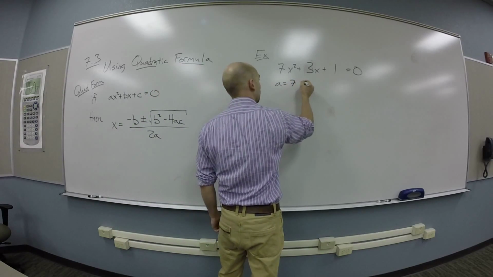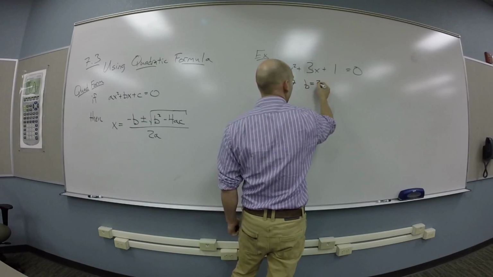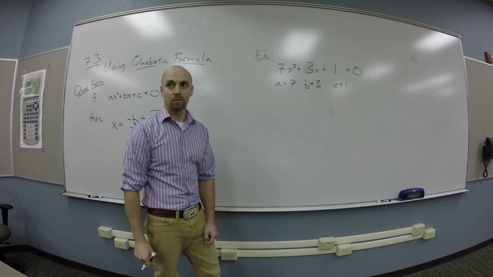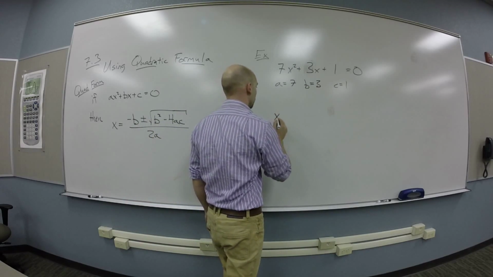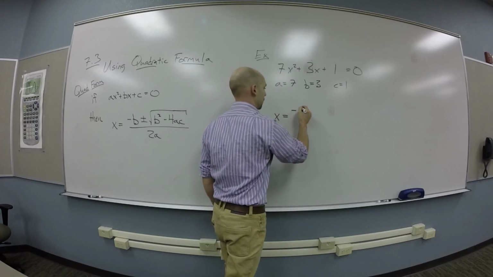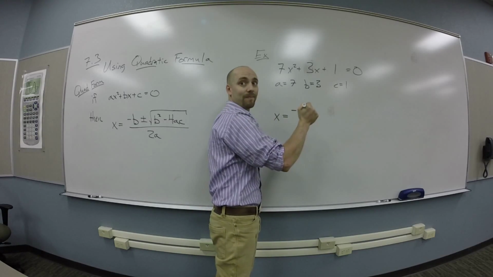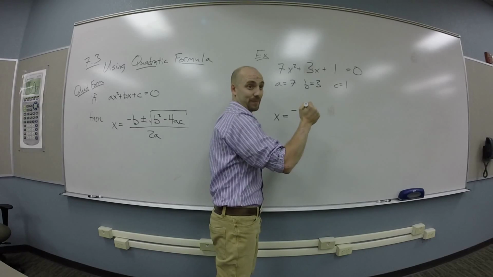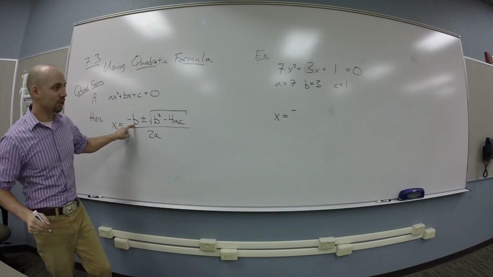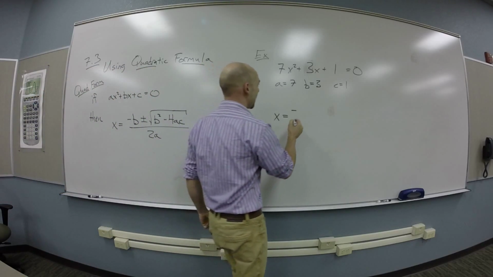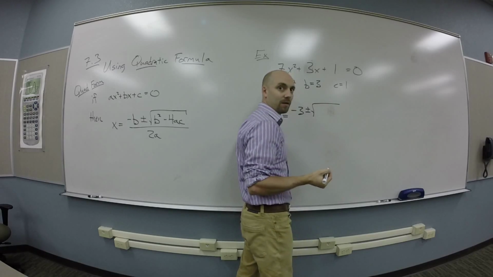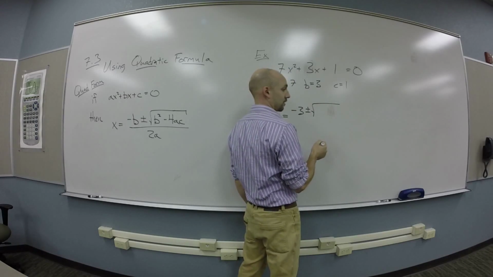So A is 7, B is 3, C is 1. And then you can just plug them into the quadratic formula. Okay, so let's try it. So x is... It's B, right? So it's negative 3 plus or minus the square root of B squared, which is 9.